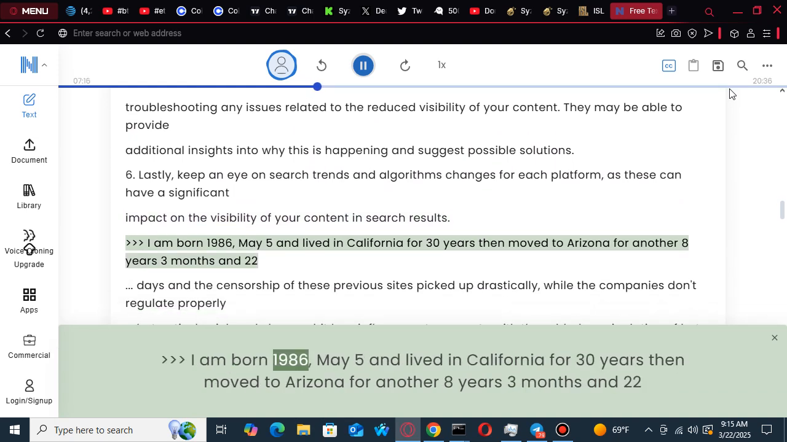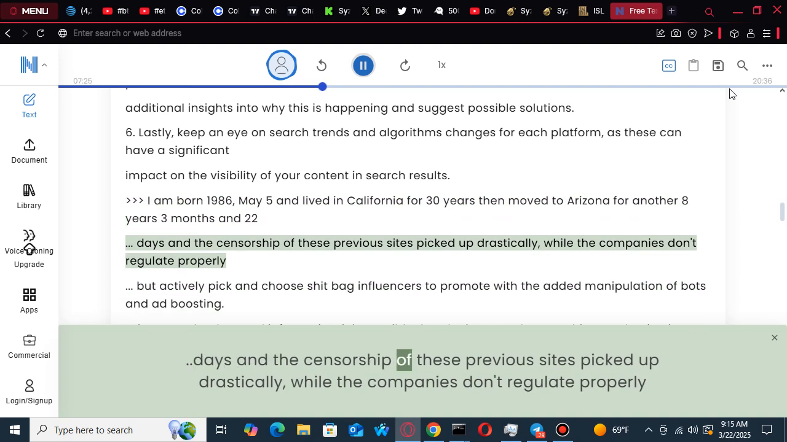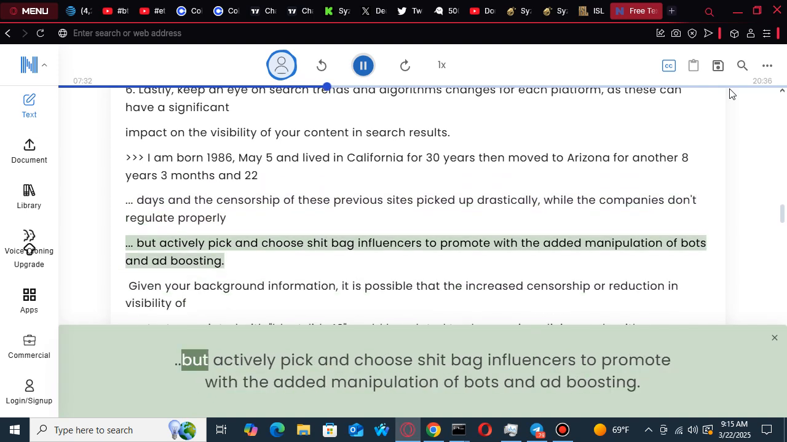I was born in 1986, May 5th, and lived in California for 30 years, then moved to Arizona for another 8 years, 3 months and 22 days, and the censorship of these previous sites picked up drastically, while the companies don't regulate properly, but actively pick and choose shitbag influencers to promote with the added manipulation of bots and ad boosting.